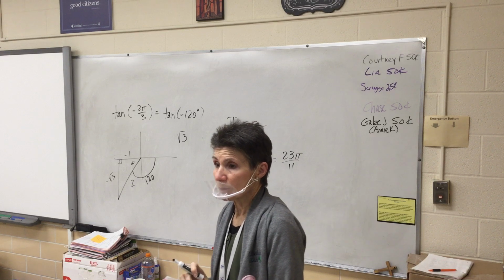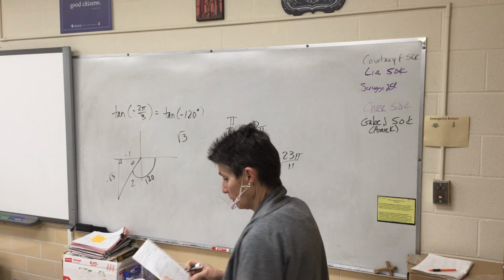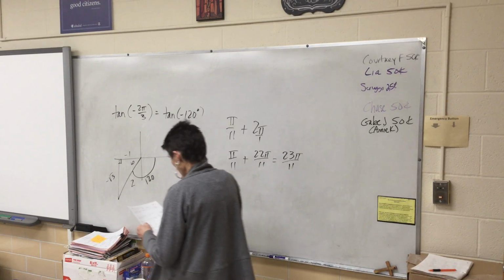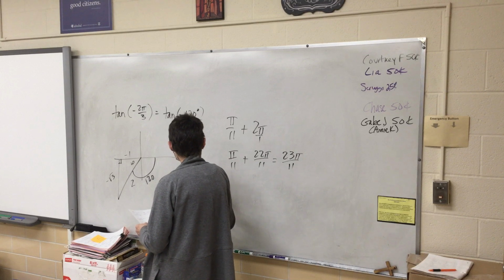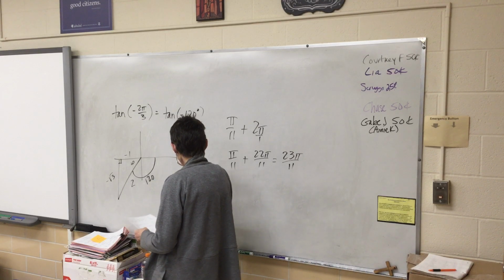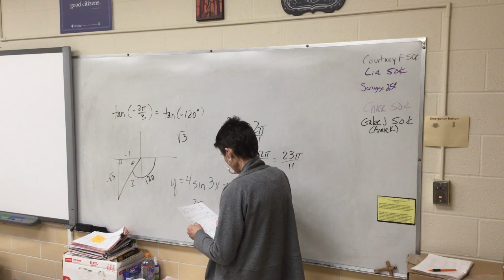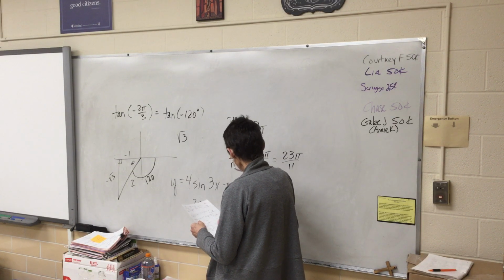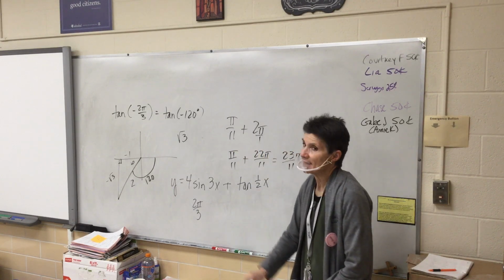All right, one more quiz question. Here we go, Grace. Number 3, what is the period of this? Well, what is the period of the first part? 2 pi over 3. And what is the period of the second part? There's where we run into problems. Be careful, that's a tangent.